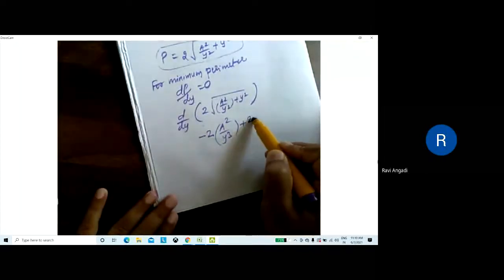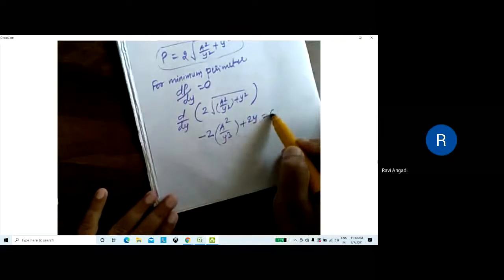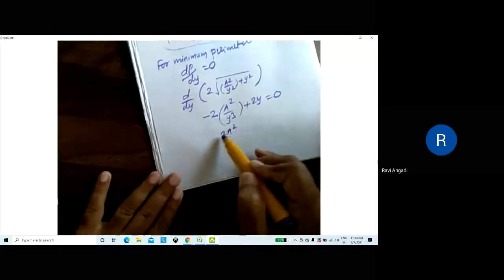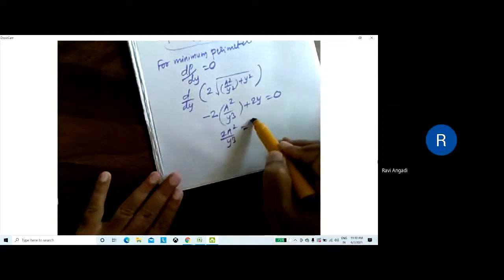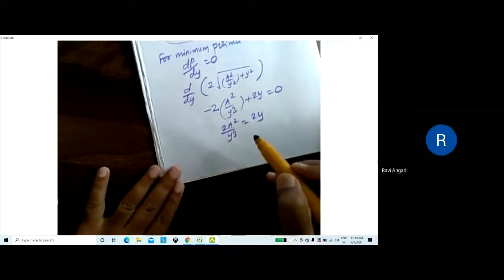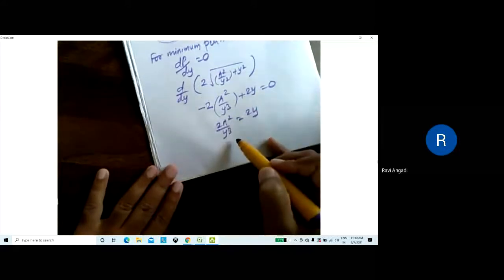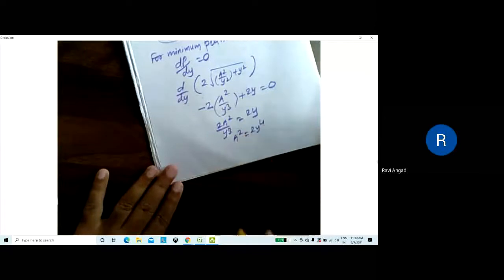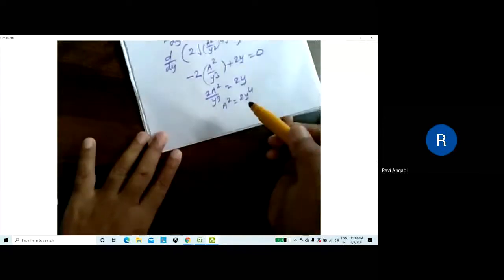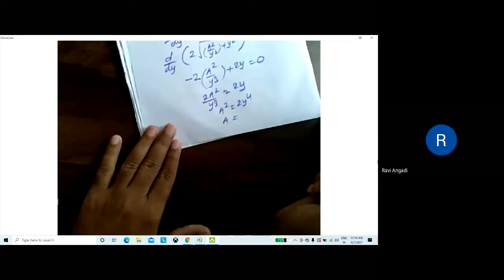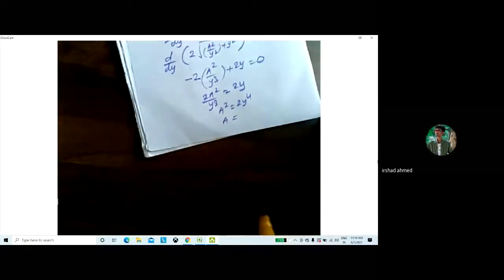Check this one. Plus 2y equal to 0. Then 2a square y cube is equal to 2y. Then what is a square? A square equal to 2y raised to 4. Then what is a? Square root of 2y raised to 4, square root of 2y.